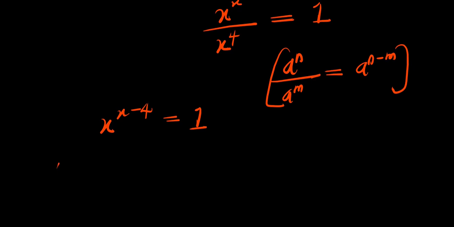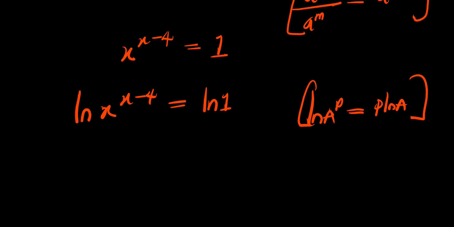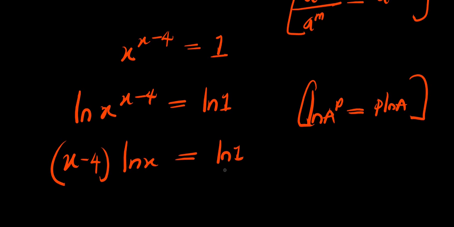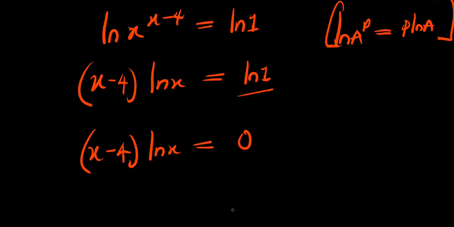So I can apply natural log. I have ln of x^(x-4) equals ln of 1. Now remember the property of logarithm. If you have ln of a^p, this equals p times ln of a. So this is (x - 4) times ln x equals ln 1. So from here, we have (x - 4) times ln x equals 0.